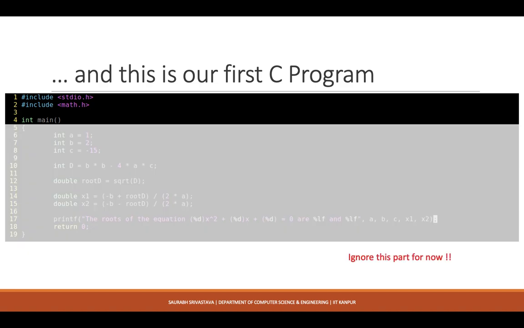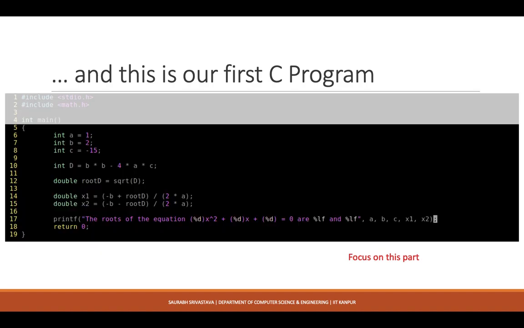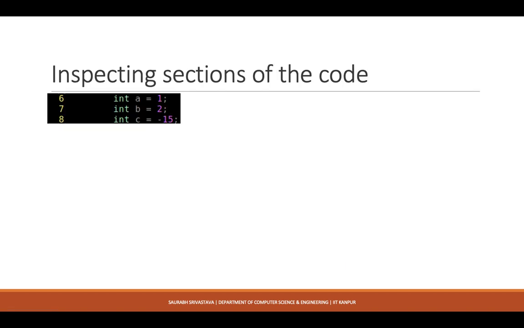For now just ignore line number 1 to 4. So just focus on this part, right? Line number 5 to 19. So you've already seen that when we wrote a procedure, we wrote it inside these curly brackets or braces, as we call them in the computing world. So let us just understand everything. This is basically the equivalent of the procedure that you have just written pseudocode for. So let's start inspecting certain sections of this code.